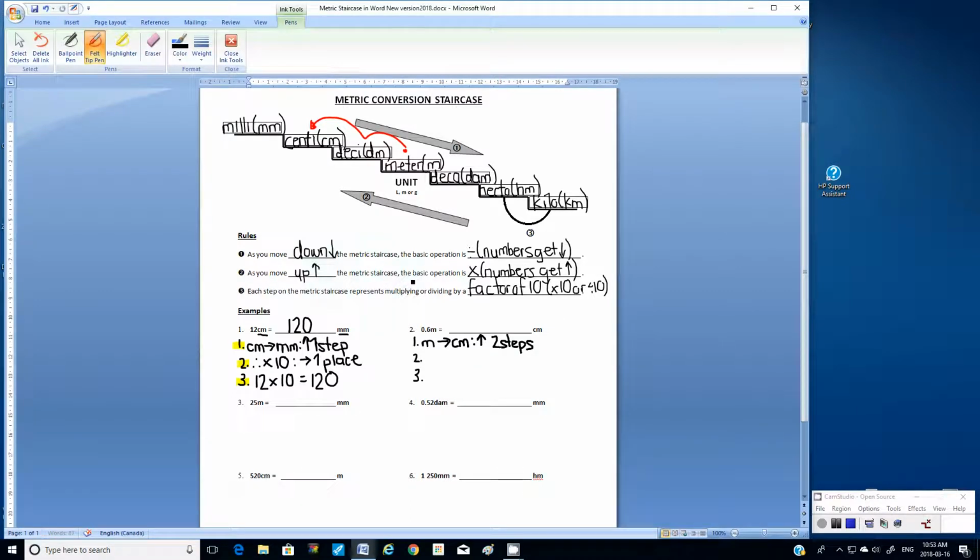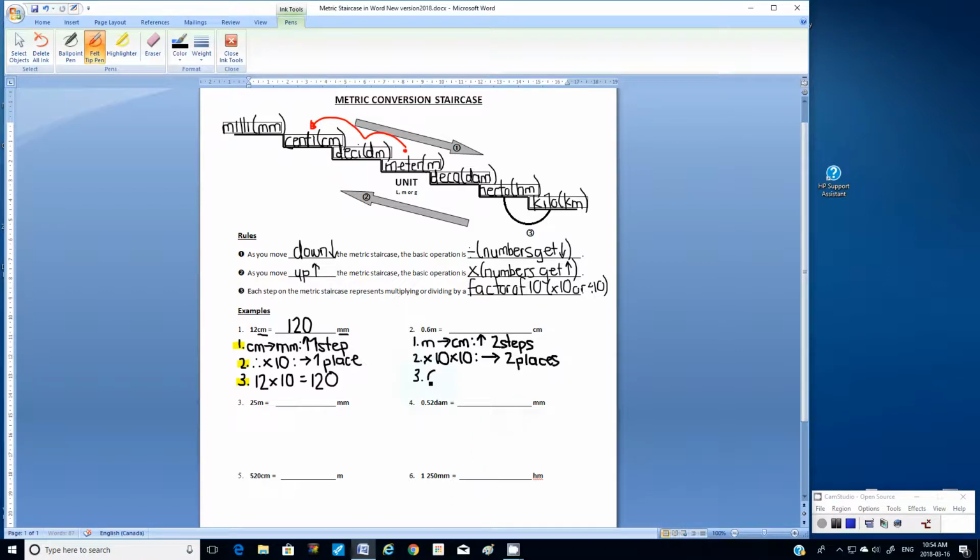As you move up the metric staircase, the basic operation is times, multiply. Now, how many times do we have to multiply? Well, each step on the metric staircase represents multiplying by a factor of 10. We moved up 2 steps, so we are actually going to multiply by 10 and then multiply by 10. Okay? So what does that mean? Well, when we're multiplying by factors of 10, we move the decimal place to the right. And because we multiplied by 10 2 times, we have to move the decimal place 2 places. So I'm hoping these rules come back to you now.